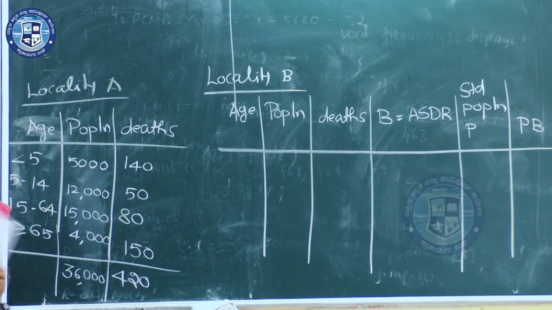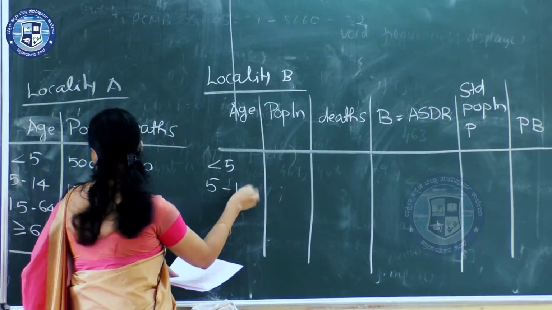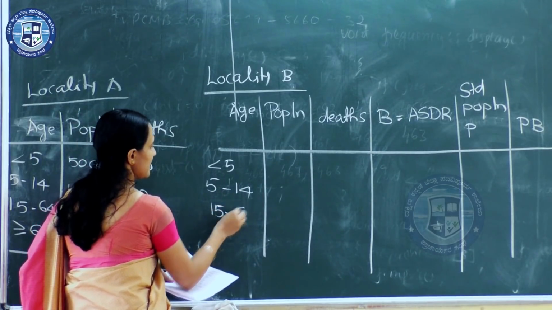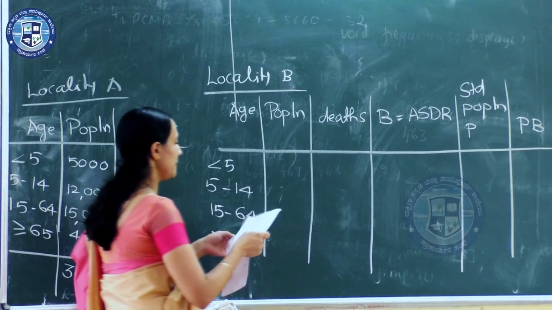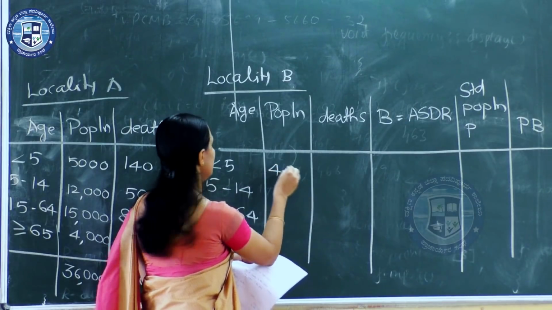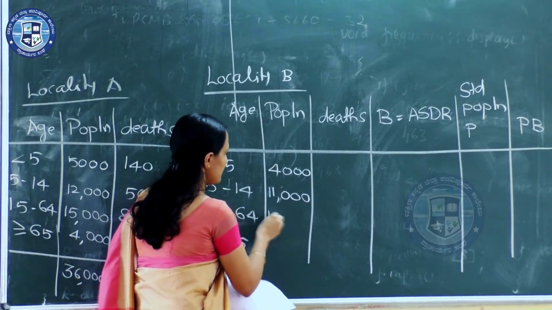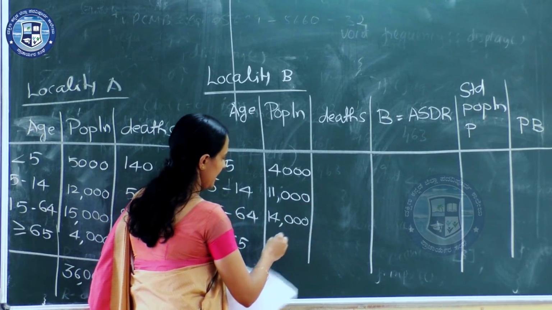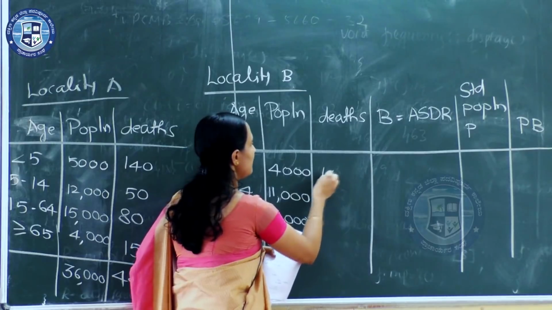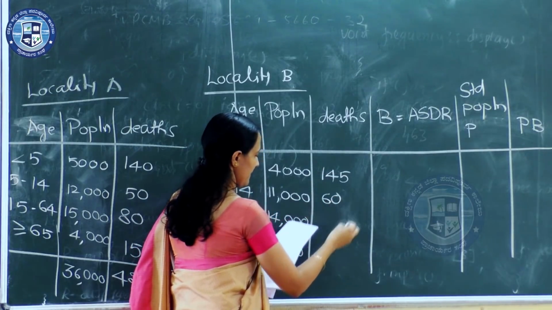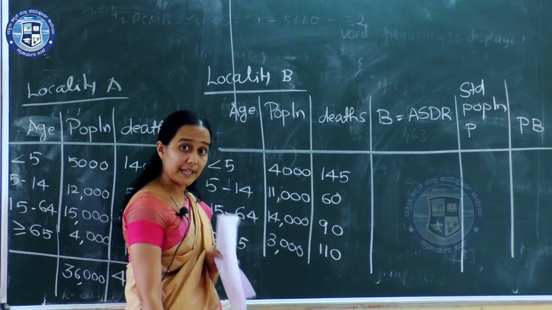So population is 4,000. Age same, less than 5, 5 to 14, 15 to 64, greater than or equal to 65. Locality B population is 4,000, 11,000, 14,000, then 3,000. Then deaths is 145, 60, then 90, next 110. Here age specific death rate we have to compute.